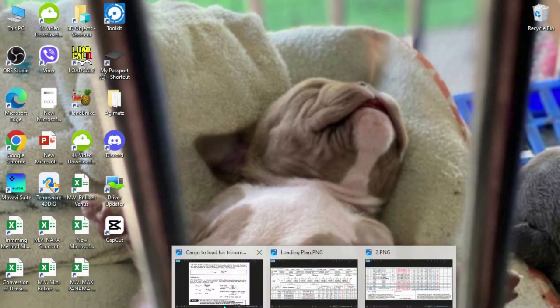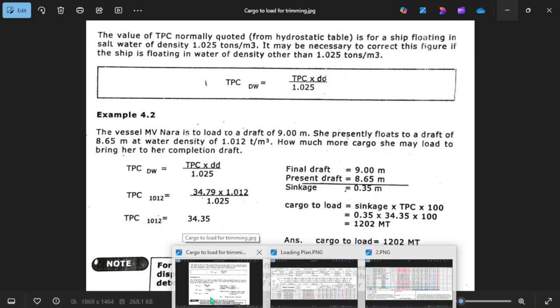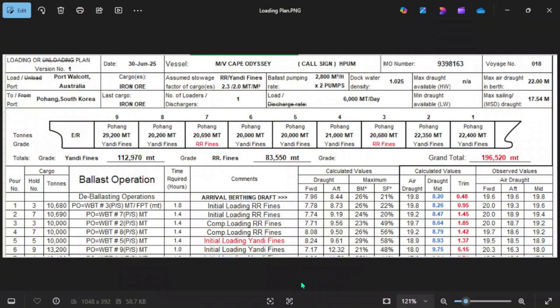First things first, this is an example of a loading plan here, and this is a capesize vessel. What we are going to discuss is about a vessel, which is MV Nara. The principle I'm going to discuss here is that in the loading port, in your loading plan, you already have your dock water as you expect it to be when you're loading at port. So for example, the dock water is 1.025.